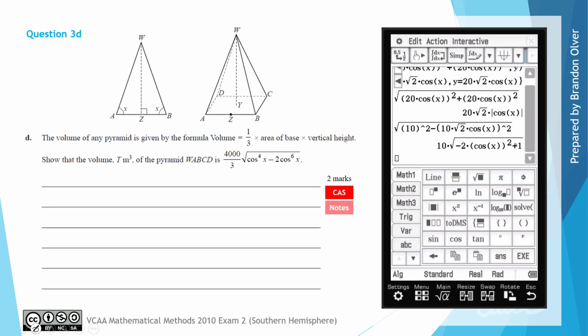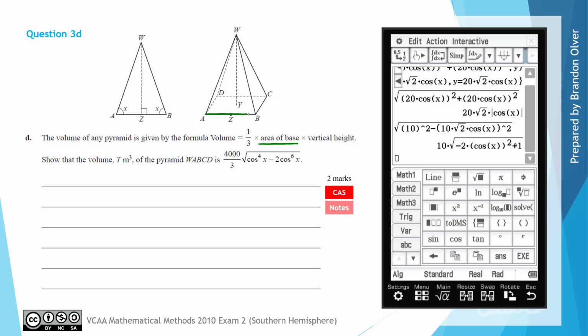For part D, we're told that the volume of any pyramid is given by the formula that the volume is equal to 1/3 times the area of the base times the vertical height. So the area of the base was a square base pyramid, so that was introduced in the introductory information right the way at the start of the question.